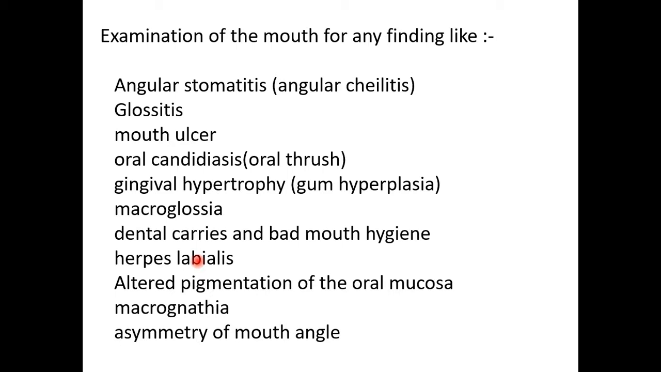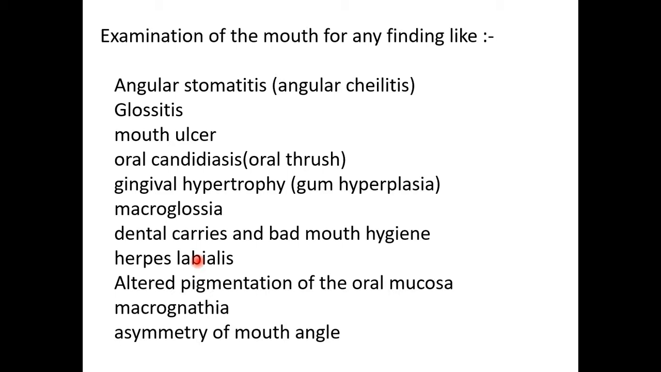We look for features of anemia, for example. If he is anemic, we look for angular stomatitis at the angle of the mouth, or we call it angular cheilitis. He may have glossitis, and the tongue looks red and tender. We call it glossitis, and flattening of the tongue in patients with anemia.